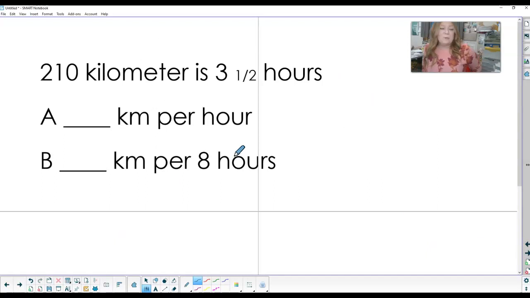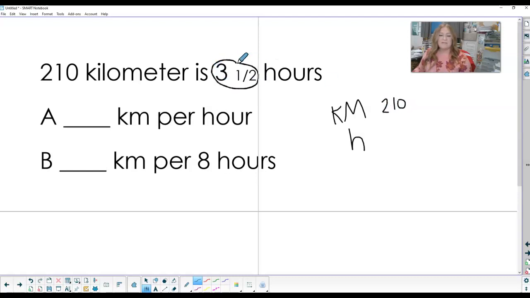Okay, next we have 2 parts here, A and B. So this one, you have to find the 1 hour and then apply it. So we have 210 kilometers, and it takes 3.5 hours. So the things I have are kilometers and hours. So 210 kilometers, and that's 3.5 hours. So we could write this as a fraction, and I can do 210. Well, hold on, I'm getting ahead of myself. Let me finish setting up my problem, and I want to know how many kilometers they go in 1 hour.